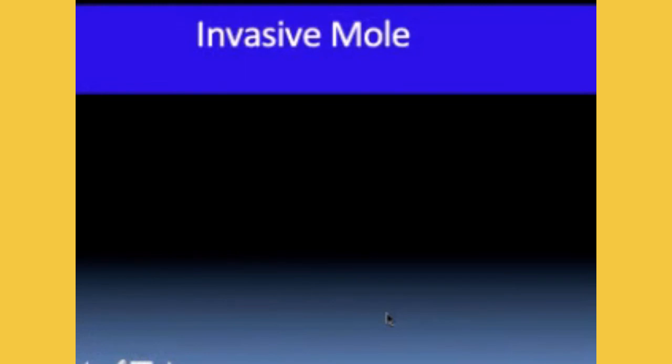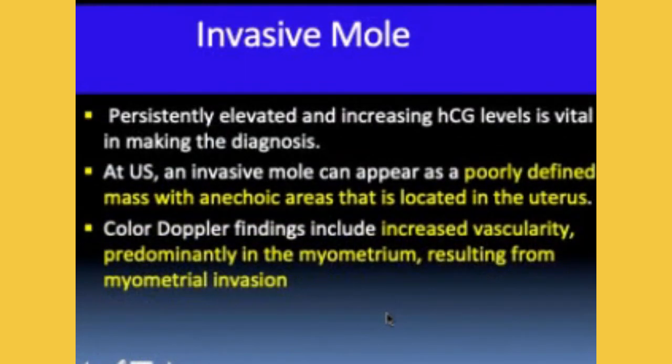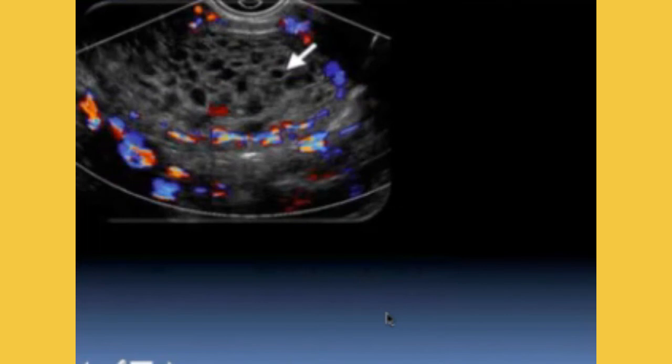With invasive mole, we should always remember to look for persistently elevated and increasing HCG levels, and it has a very typical appearance. That is a poorly defined mass with hypoechoic and cystic areas located in the uterus. So we see increased vascularity, but that is more prominent in the myometrium, resulting from the myometrial invasion. Like here, we are seeing a typical cystic area in the endometrium, and vascularity is mostly confined to the myometrium.